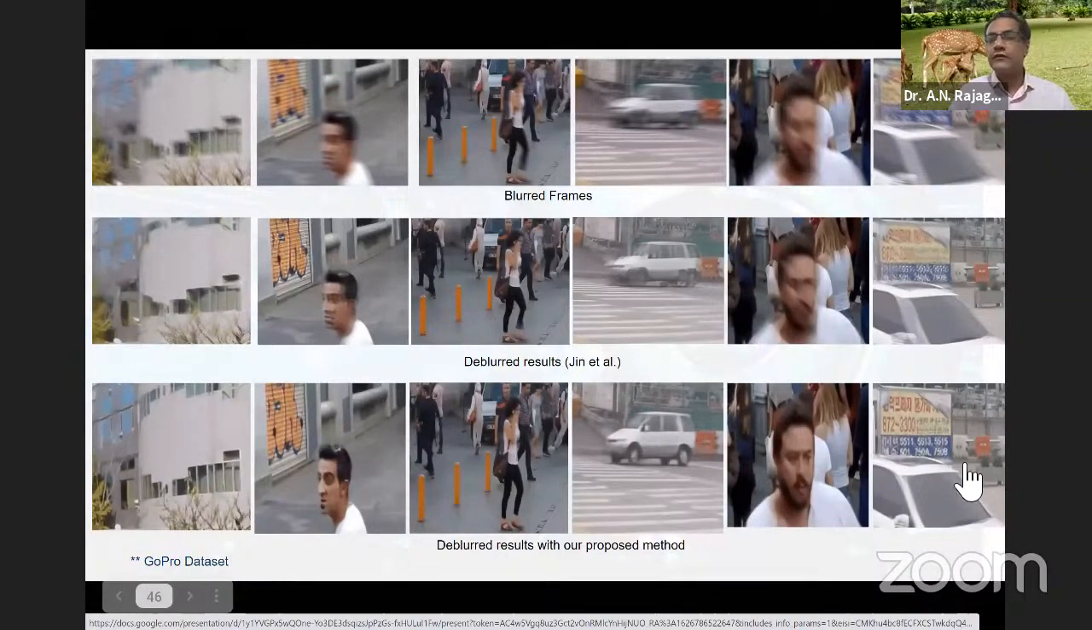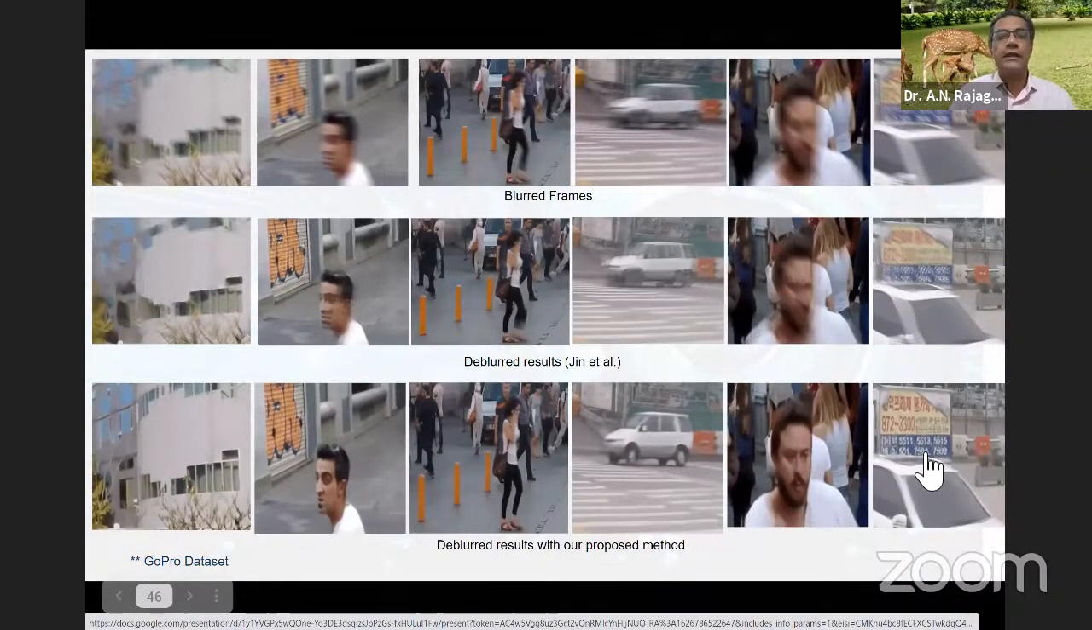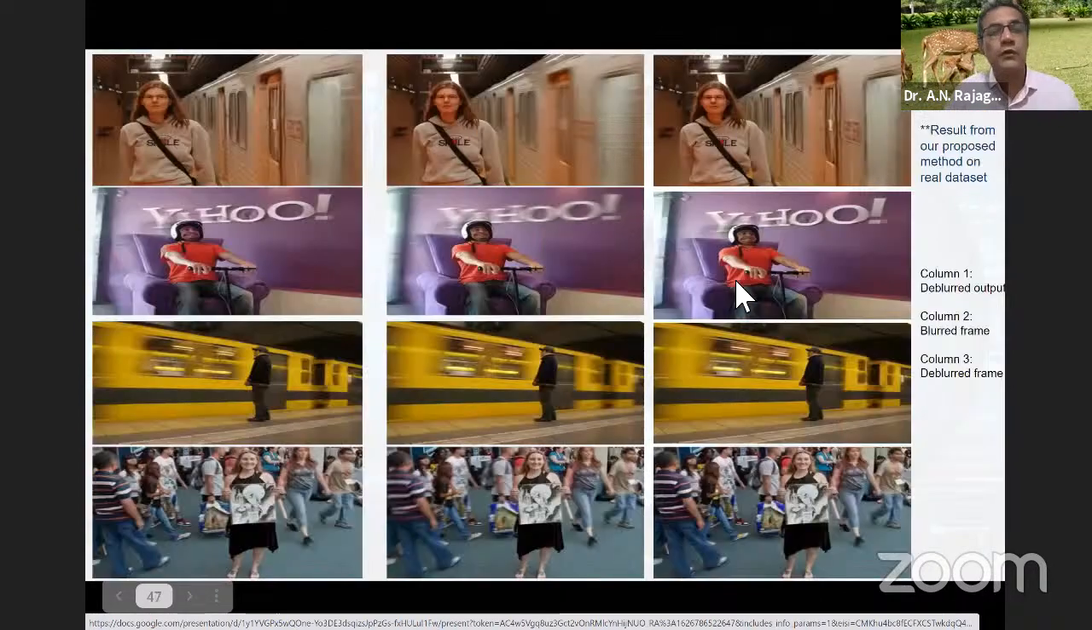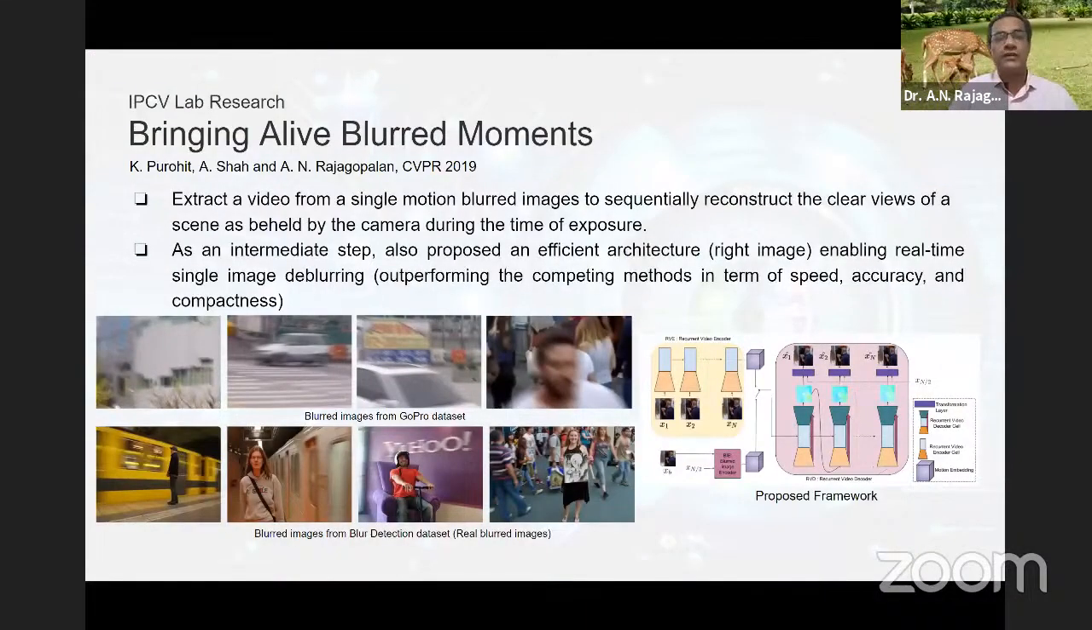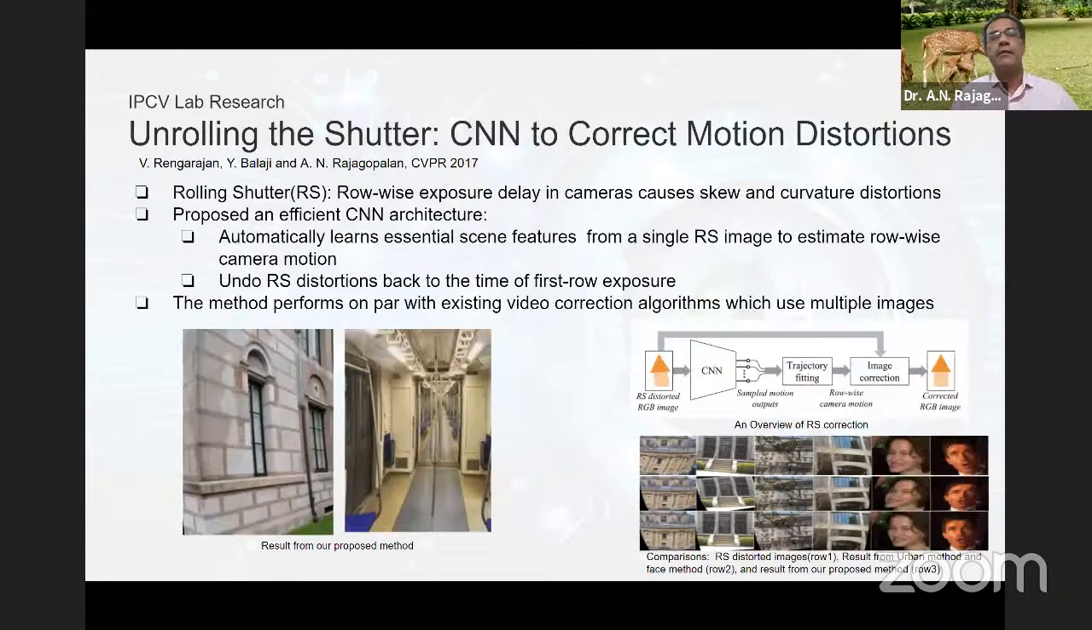And of course, there's one more case. Okay, let me go on. The next one that I wanted to talk about was unrolling the shutter. We all know that most of the CMOS cameras these days come with a rolling shutter, which means that not all rows of the sensor are exposed to the same camera motion.